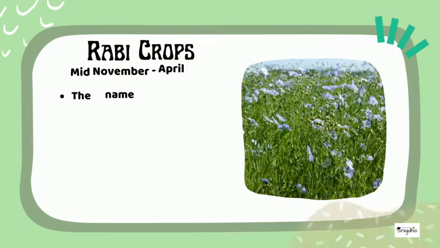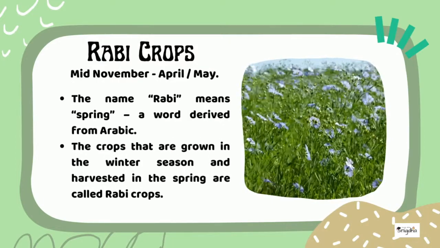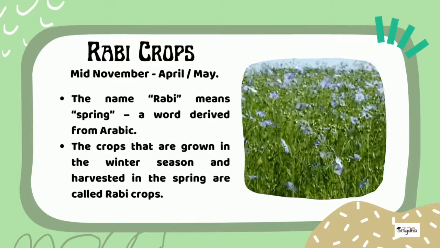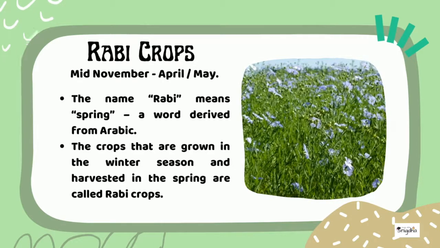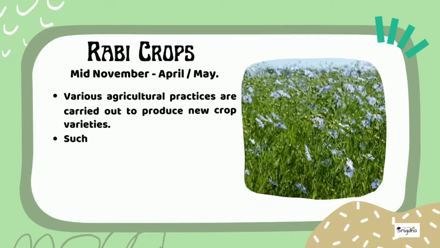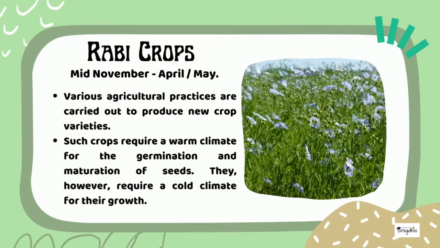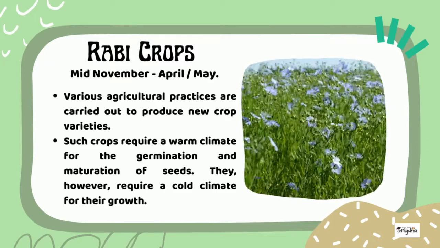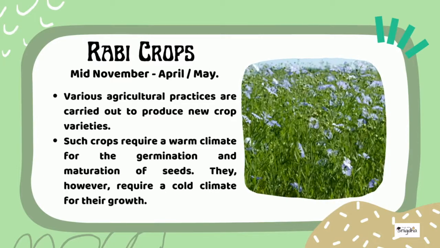Now let's see what are Rabi crops. The name Rabi means spring, a word derived from Arabic. The crops that are grown in the winter season and harvested in the spring are called Rabi crops. Various agricultural practices are carried out to produce new crop varieties. Such crops require a warm climate for the germination and maturation of seeds. They, however, require a cold climate for their growth.